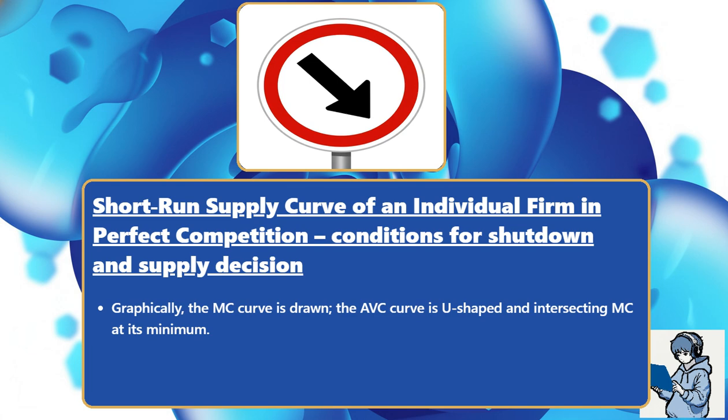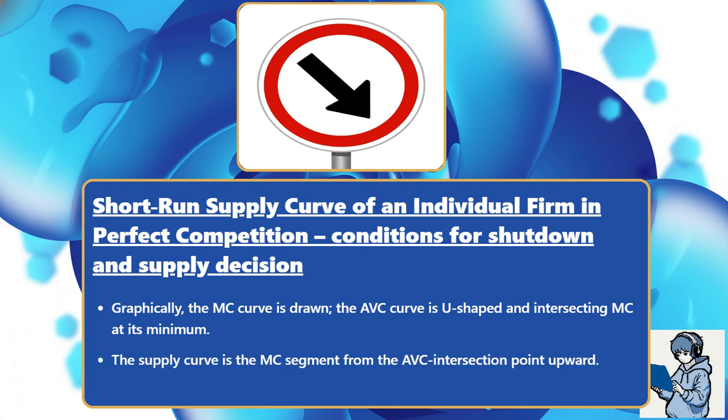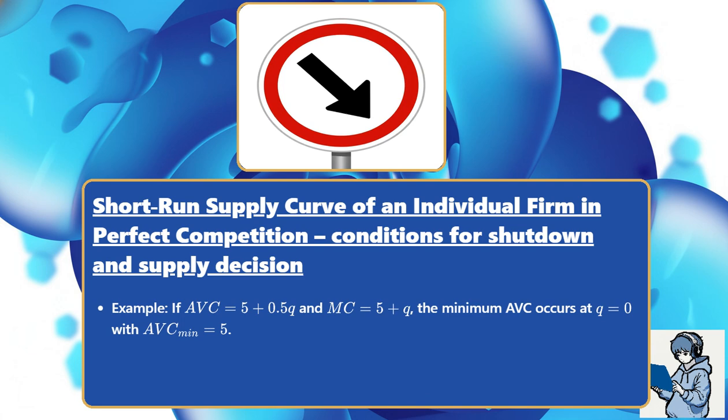Graphically, the MC curve is drawn. The AVC curve is U-shaped, intersecting MC at its minimum. The supply curve is the MC segment from the AVC intersection point upward. The shutdown price is the minimum of AVC. P sub SD equals the minimum of AVC. Example: if AVC equals 5 plus 0.5 Q and MC equals 5 plus Q, the minimum of AVC occurs at Q equals 0 with AVC sub min equals 5. Thus the firm shuts down when P is less than 5.